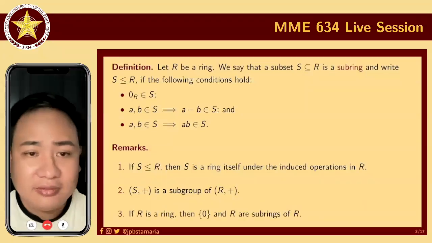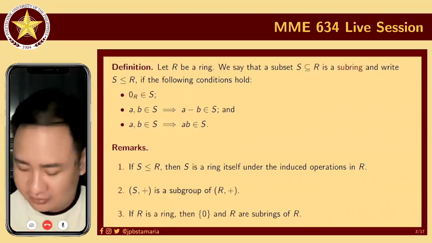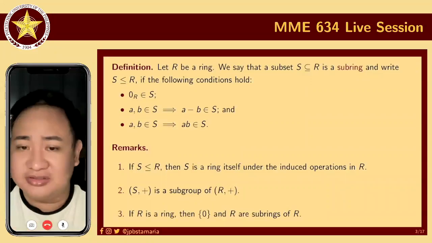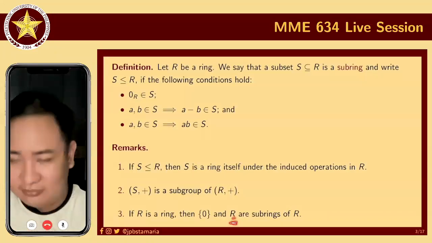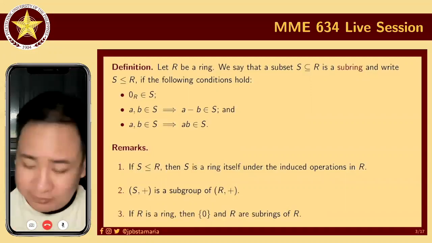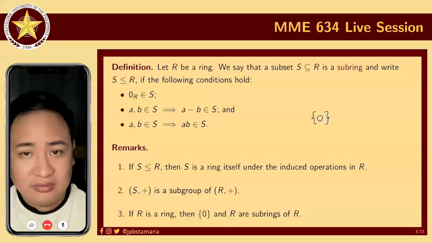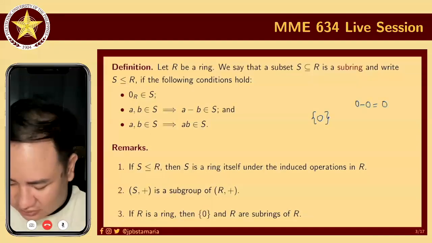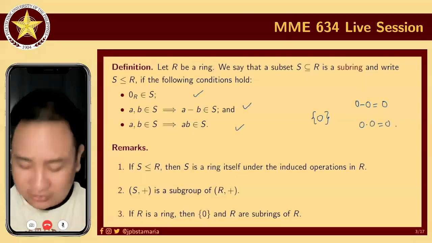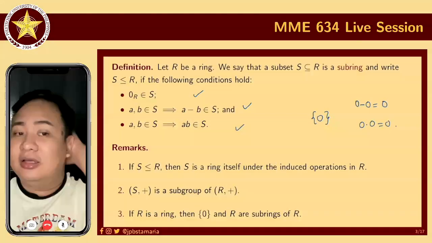Lahat ng ring, may automatic na subrings. May dalawang automatic na subring. Yung sarili niya, syempre, a set is a subset of itself, di ba? Yung sarili niya is a subring, at siya yung pinakamalaking subring, whereas, ito naman yung pinakamaliit na subring. Ang pinakamaliit na subring na possible is the subset containing only the zero of the ring. Dito, ang 0 minus 0 kasi 0, di ba? Ang 0 times 0 ay 0. Kaya check ito, check ito, check ito. Ito yung pinakamaliit na subset na masasatisfy itong property na ito. Kaya, siya yung pinakamaliit na subring.